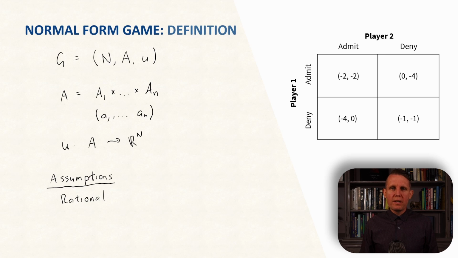What this means is that all the players are trying to maximize their utility. And from the perspective of each player, they each assume that all the other agents are able to calculate this optimally.